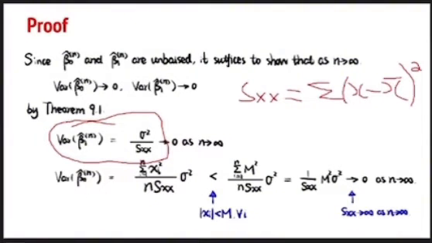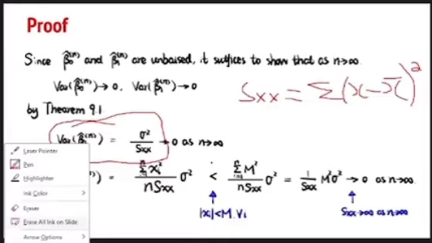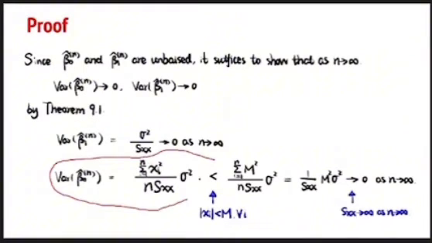If I want to show this for beta naught, I need to remember the formula for beta naught. Let's take a look at that. The formula for beta naught that we derived has this term and n, and they are both in the denominator. When n tends to infinity, this tends to infinity, and this also tends to infinity, so the whole thing converges to 0. When that happens, we say that beta naught cap converges to the true value.